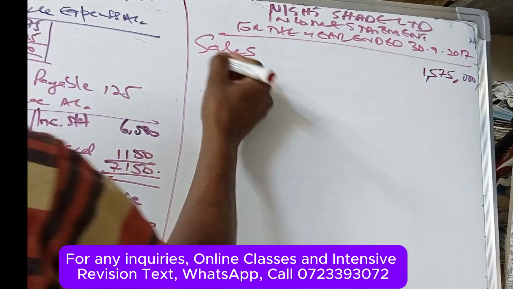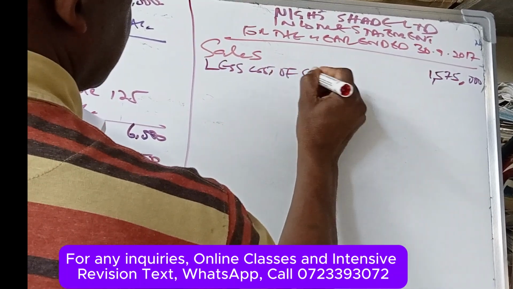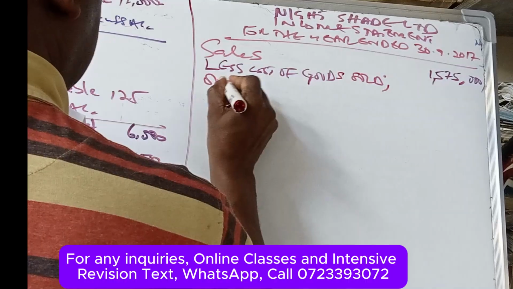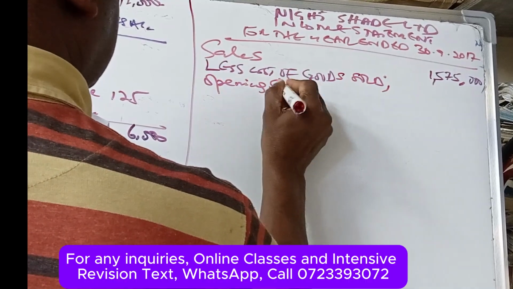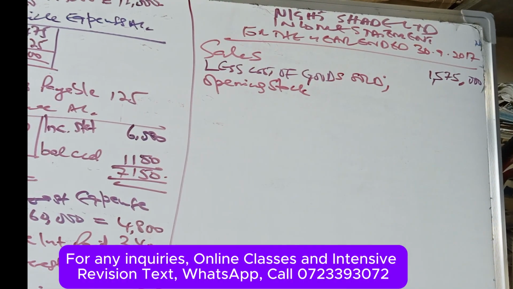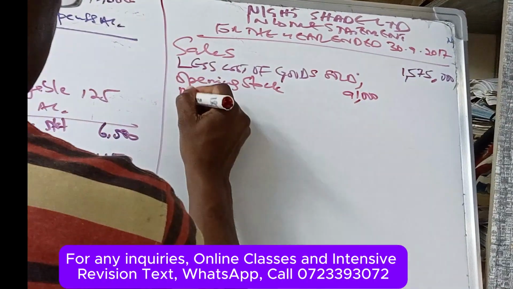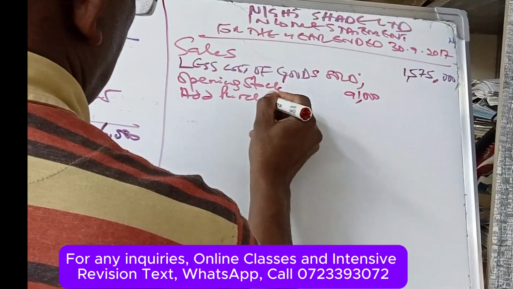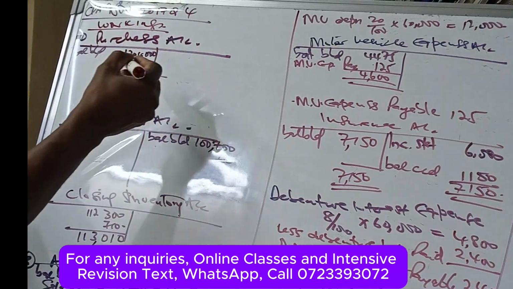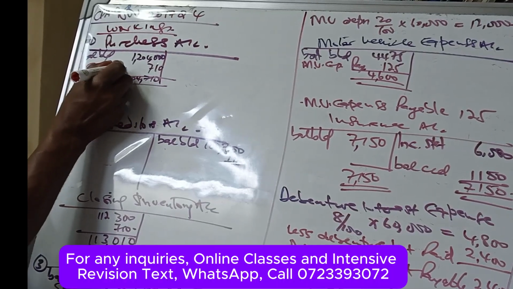So we don't have sales returns, so we less cost of goods sold. We say our opening stock from the trial balance. If you get the trial balance, our opening stock is 91,000. We add purchases. And our purchases again have been affected by creditors.